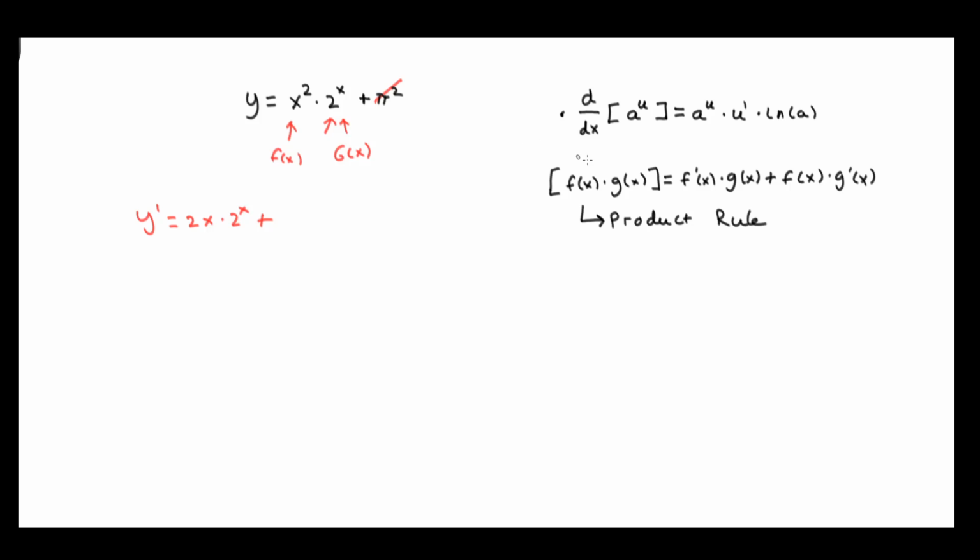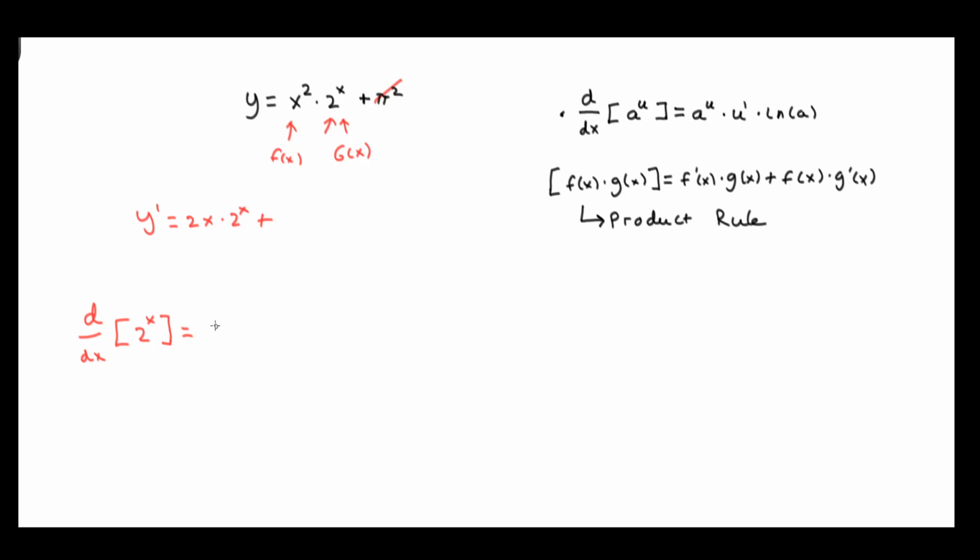Now, since we've already found the derivative of our f of x function, now we need to multiply the derivative of our g of x function by the f of x function. So our derivative of this here, using this formula, we have a base of 2, so we have d/dx of 2 to the x.